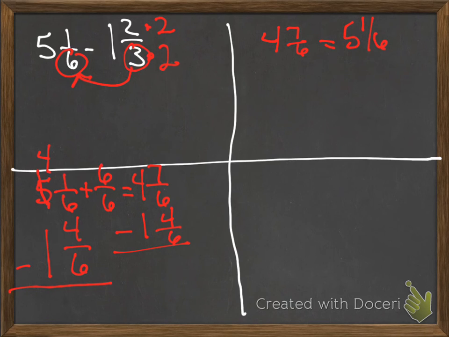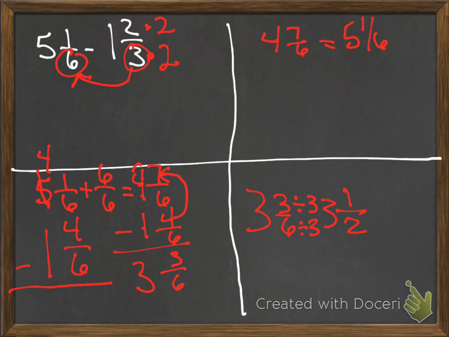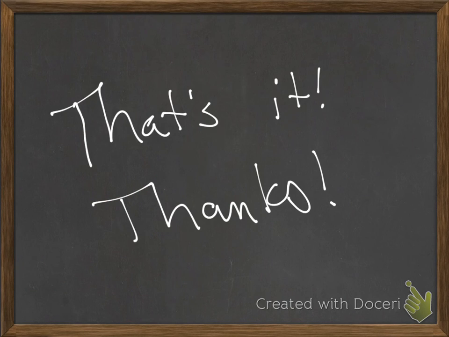Okay. And now I can take 4/6 away from 7/6, and that will give me 3/6. And then I have to subtract my whole numbers. 4 minus 1 is 3. So then I have 3 and 3/6, but 3/6 can be reduced by dividing the numerator and denominator by 3. We get 1/2. So we have 3 and 1/2 as our answer. And that's it. Thank you.